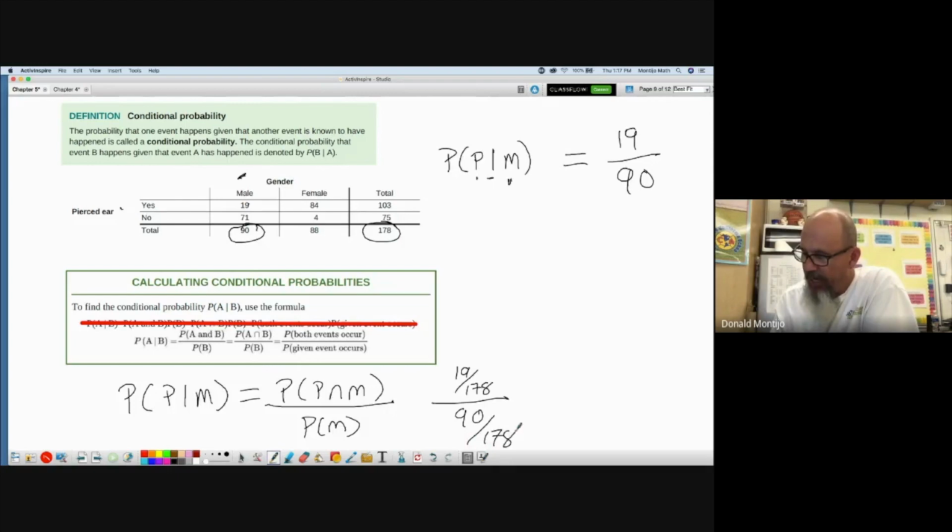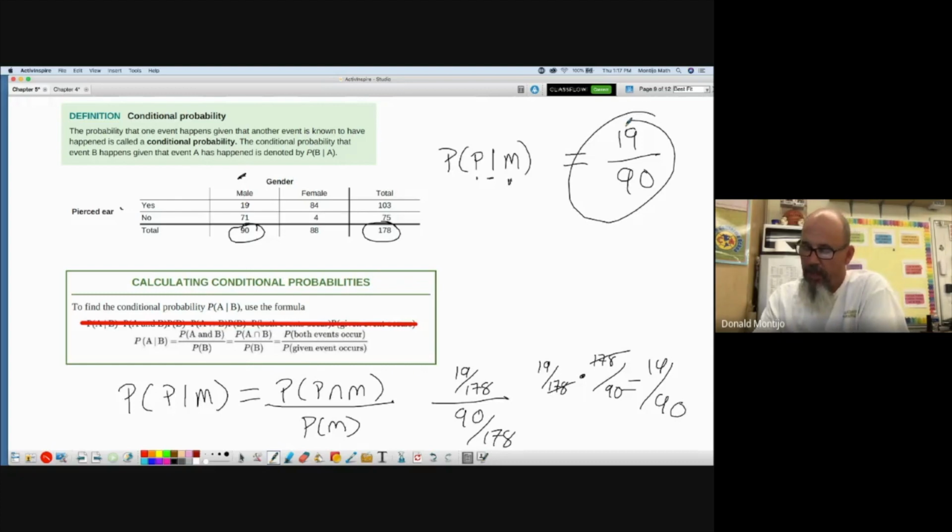Now I need to divide these two fractions. 19 178ths divided by 90 178ths. Well, remember when we divide fractions, leave, change to multiply, and flip upside down. Well, the 178ths will cancel, leaving us with 19 over 90. No surprise, that's the answer we got by just looking at the table. So conditional probability, the probability of A and B divided by the probability of what's given. Let's look at another example real quick.